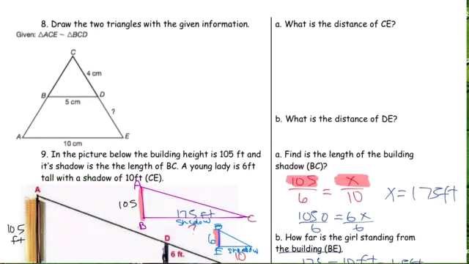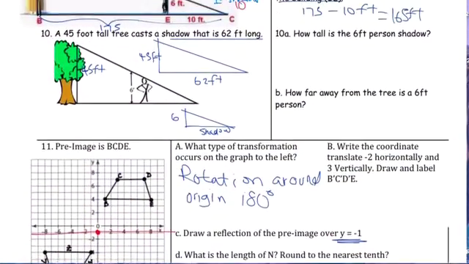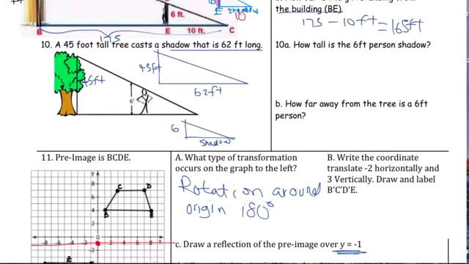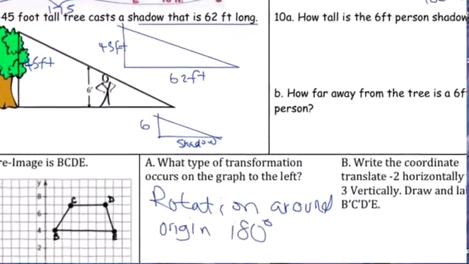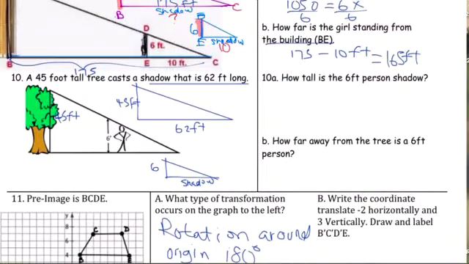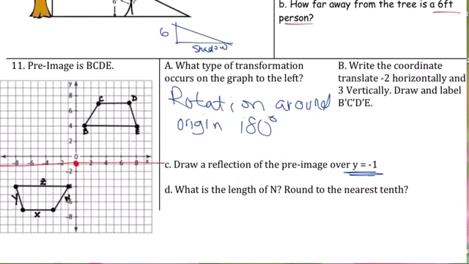Alright, and that's how you do similar to number 8. Draw your 2 triangles if you have a hard time. Then the shadow 2, how far is the person from the tree, right? You do the same. Okay, number 11. If you have a question, ask in class.